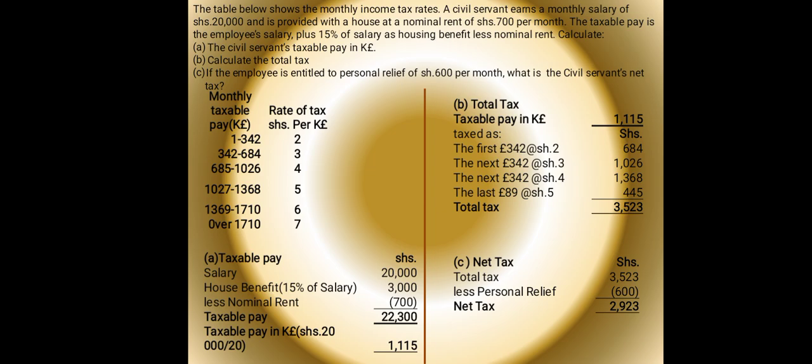And the last pounds are taxed at 5 shillings. That is 89 pounds multiplied by 5 shillings, we get 445 shillings. So the total tax, gross tax for this civil servant is 3,523 shillings. And what about the net tax? The net tax, we just subtract relief from the gross tax, and we get the net tax as 2,923. This is gotten by subtracting a relief of 600 shillings from the gross tax.